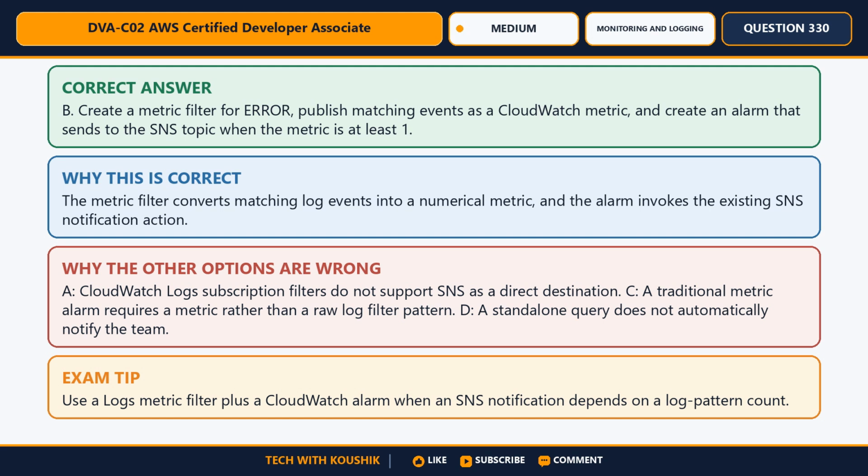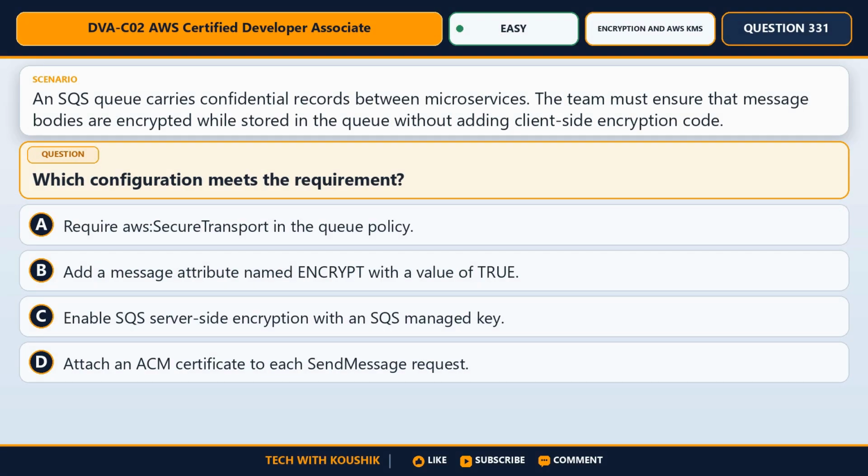A. CloudWatch log subscription filters do not support SNS as a direct destination. C. A traditional metric alarm requires a metric rather than a raw log filter pattern. D. A standalone query does not automatically notify the team. Exam tip. Use a logs metric filter plus a CloudWatch alarm when an SNS notification depends on a log pattern count. Question number 331. An SQS queue carries confidential records between microservices.